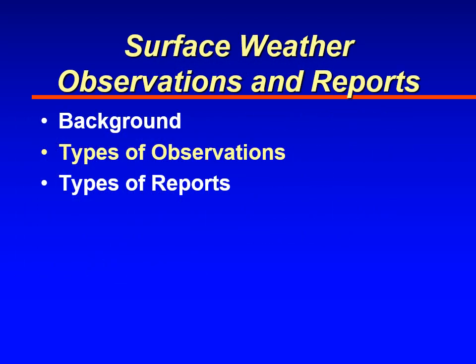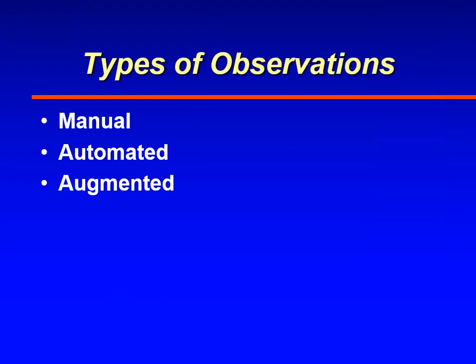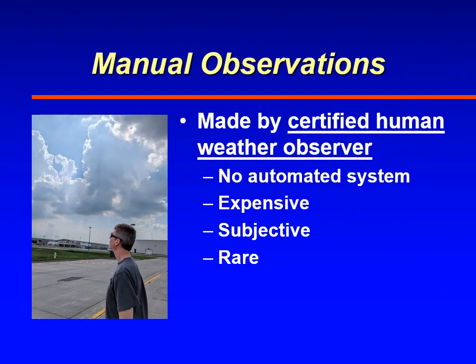So we're going to talk about the different types of weather observations now. First off, there are manual observations, then there are automated, and then finally augmented observations. Manual observations are ones that are made by a human weather observer, meaning the entire observation is made by a human, and there is not a weather machine at the airport. A human actually goes out and makes all the observations, including pressure, temperature, sky condition, visibility, and wind as well.